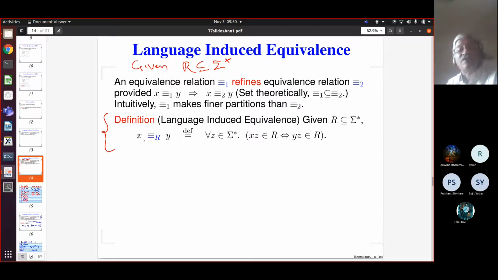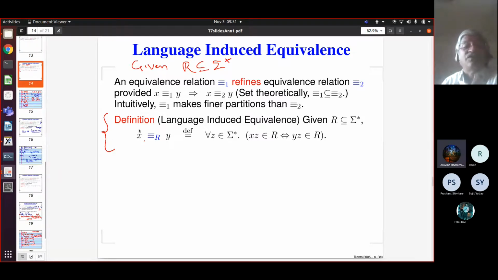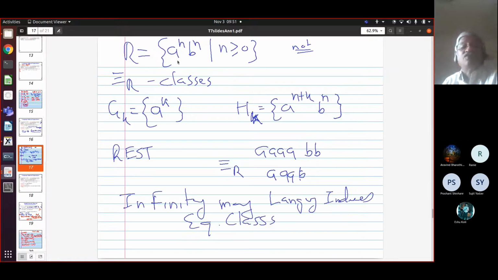So first you have to understand this definition of language equivalence. It's just congruence working in both directions. It says that two strings x and y are language right linear congruence equivalent if for all z, xz belongs to R if and only if yz belongs to R. This is the definition. Now, what is the theorem? This is just the definition. So I gave an example. Suppose you got a raised to n, b raised to n. What are the language induced equivalence classes?